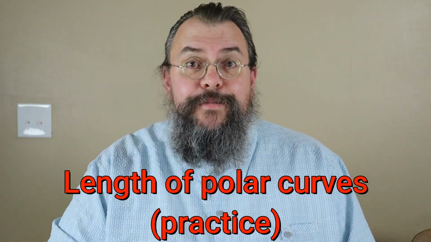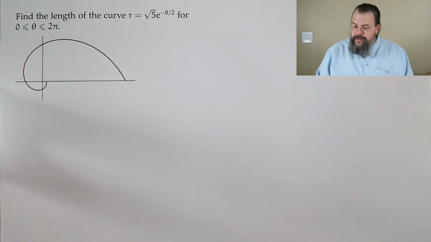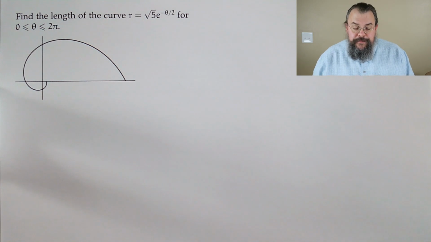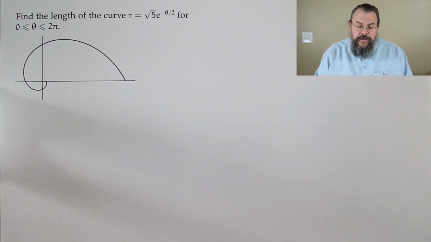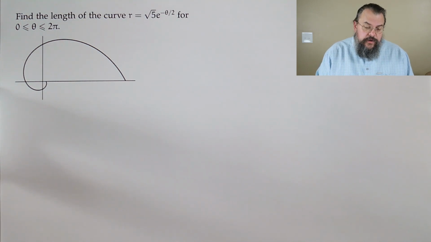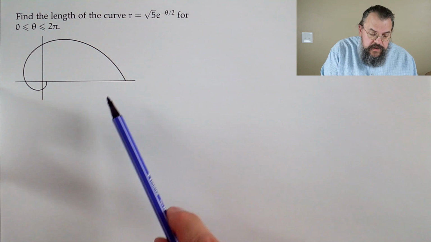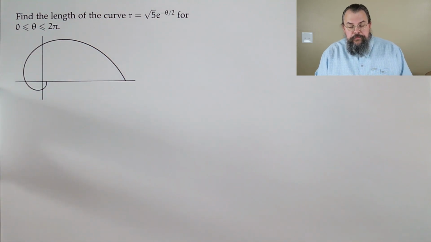Well, let's begin. So our very first problem. Find the length of the curve r equals root 5 e to the minus theta over 2, where theta goes from 0 to 2 pi. So there's a picture of what it looks like.